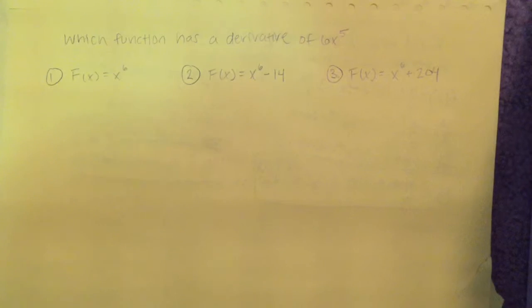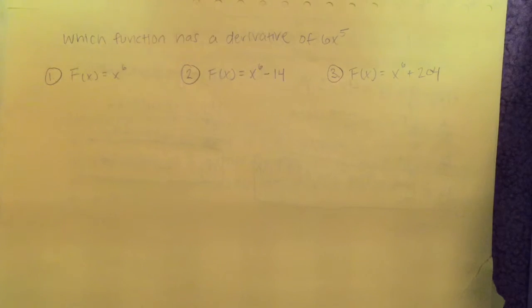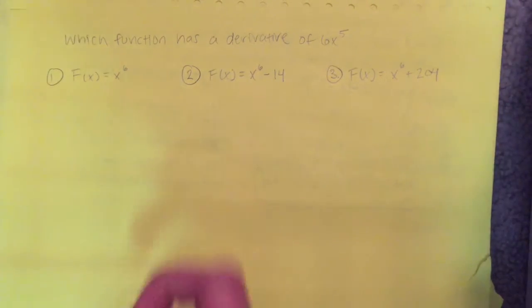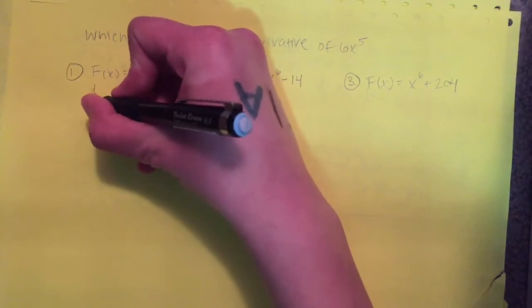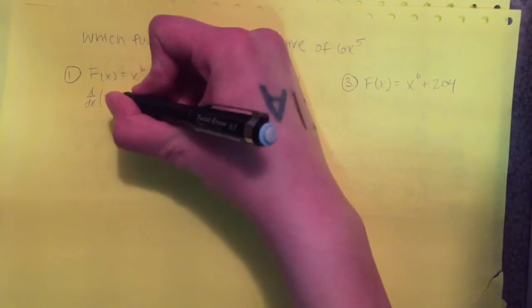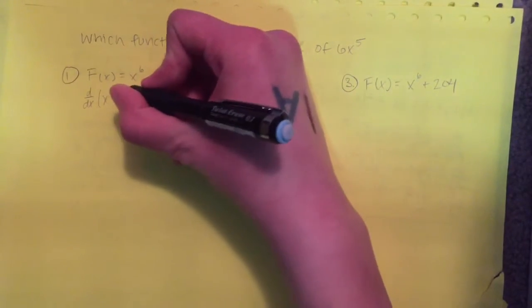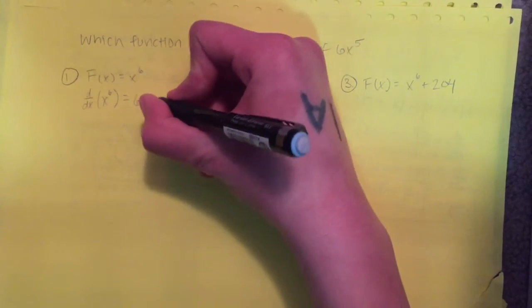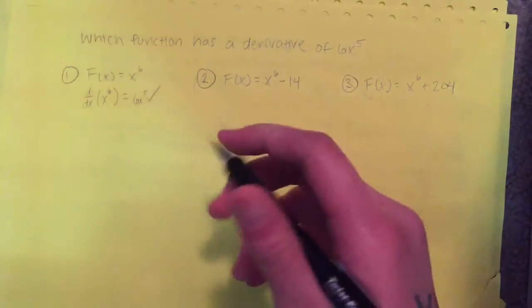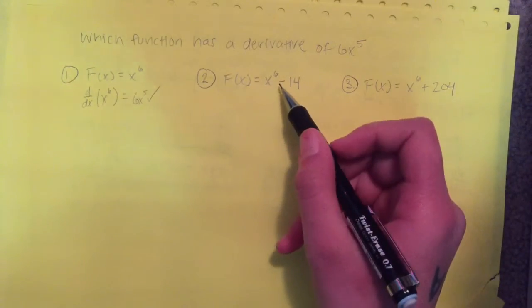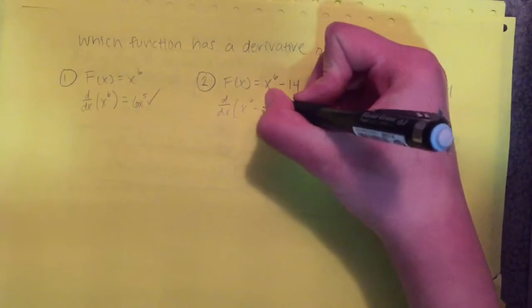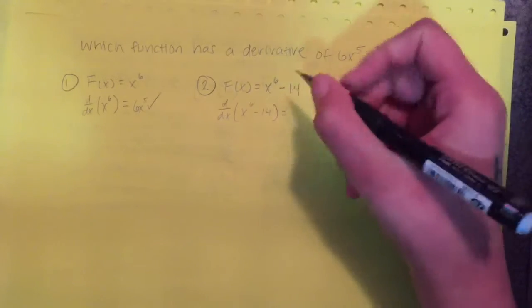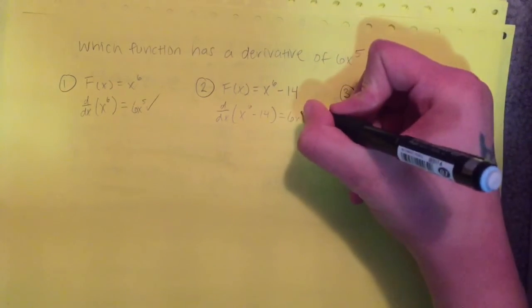Okay, so to start off, if we're asked which function has a derivative of 6x to the fifth, we can start with f of x equals x to the sixth. So d over dx of x to the sixth equals 6x to the fifth. So that's right. What about x to the sixth minus 14? You'd write d over dx of x to the sixth minus 14, and that would also equal 6x to the fifth.